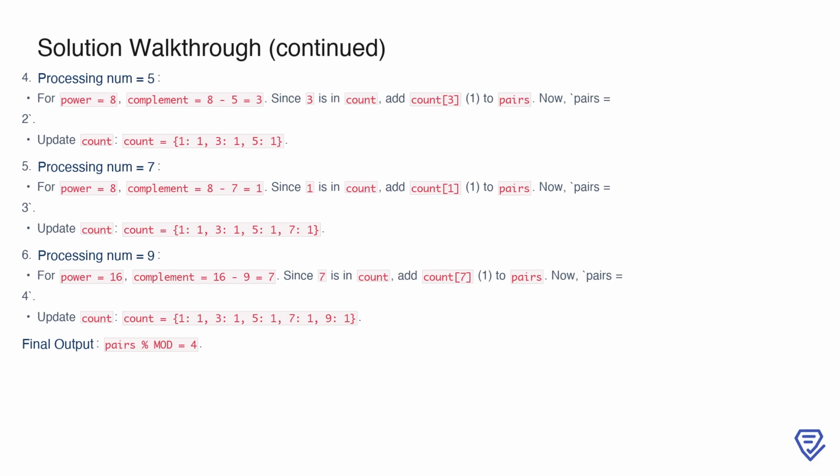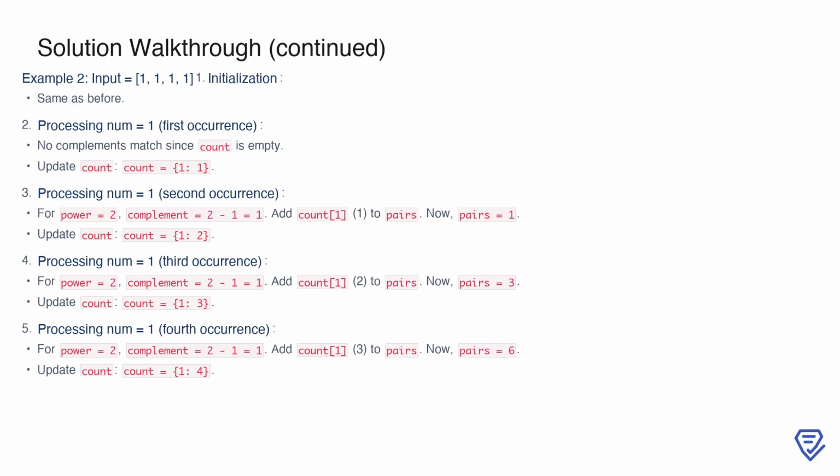Finally, we process the number 9. For the power of 2 equal to 16, the complement is 16 minus 9, which is 7. Since 7 is in count, we add its frequency, 1, to pairs, which now becomes 4. We update count to include 9, resulting in {1: 1, 3: 1, 5: 1, 7: 1, 9: 1}. After processing all numbers, the total number of pairs is 4. Applying the modulo operation, pairs % mod equals 4, gives the final output.